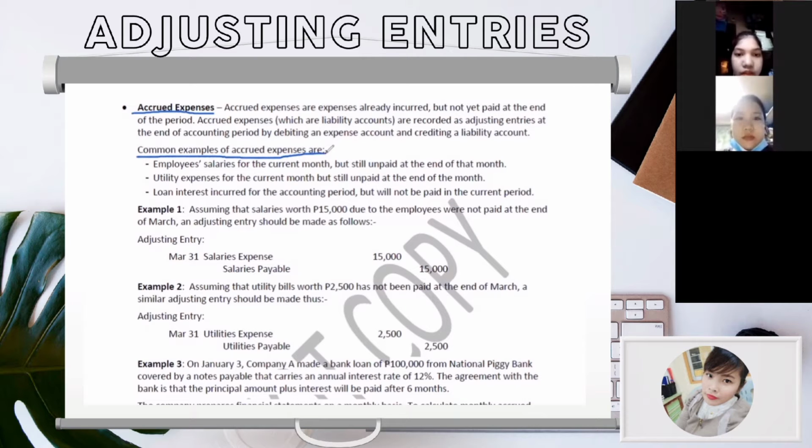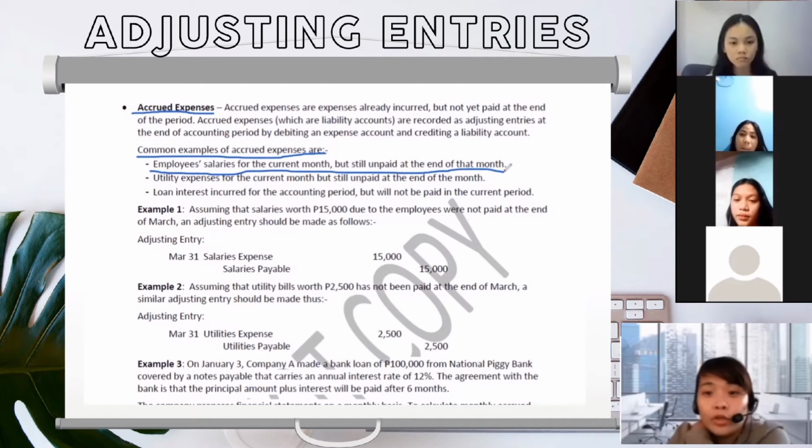Ito na yung parang Q nyo. Parang Q nyo na to. Employee salaries for the current month but still unpaid at the end of the month. Meron kasing sweldohan na, alam niyo yun, yung pakyawan. Tapos weekly yung sahod nila. Okay, may ganun eh. Or for example, kung construction worker ka, pag construction worker, weekly ang sahod nun.